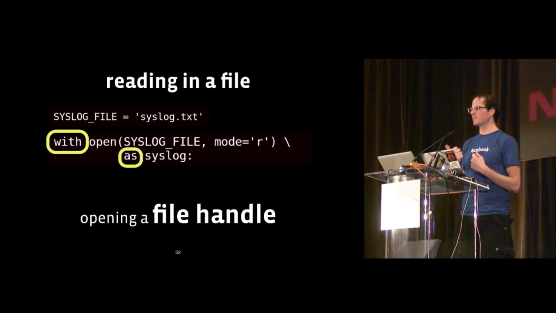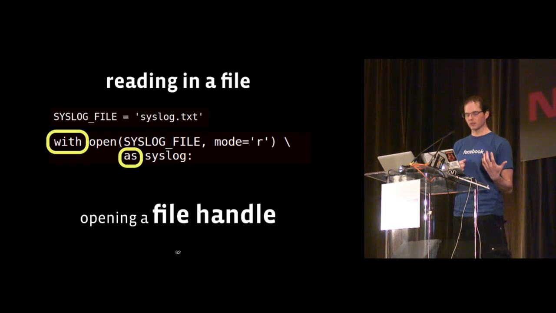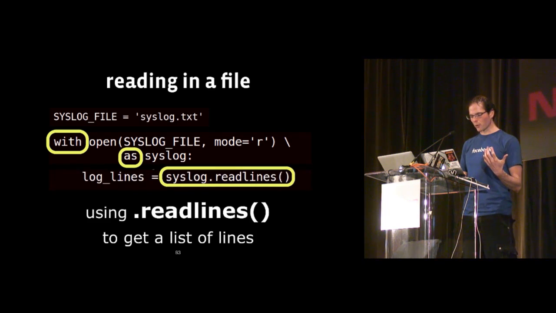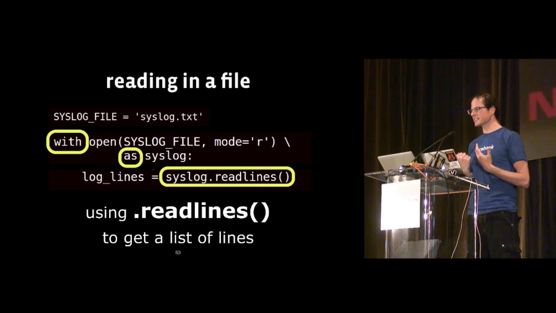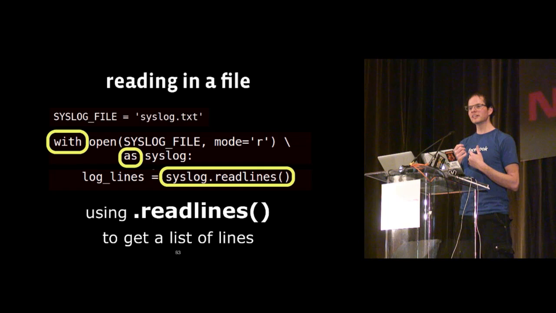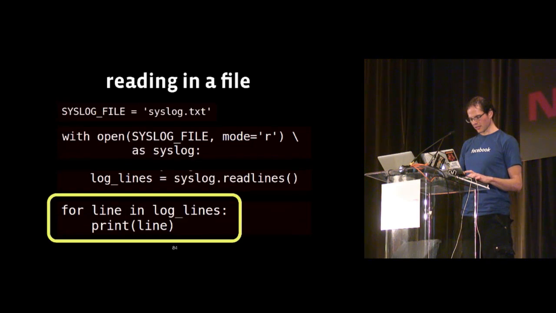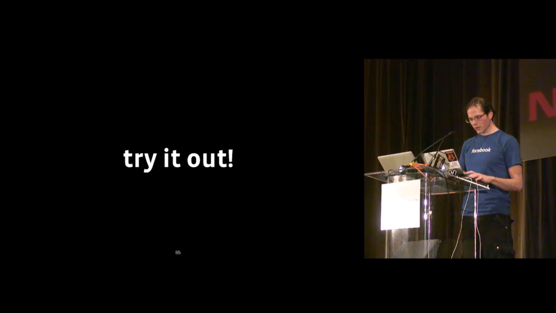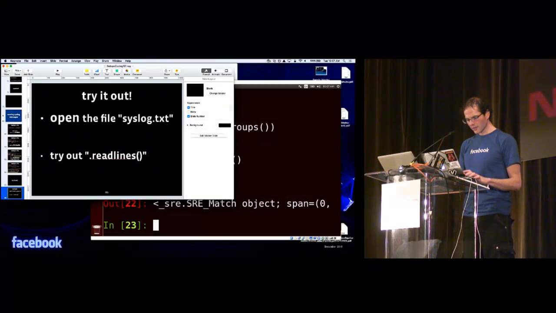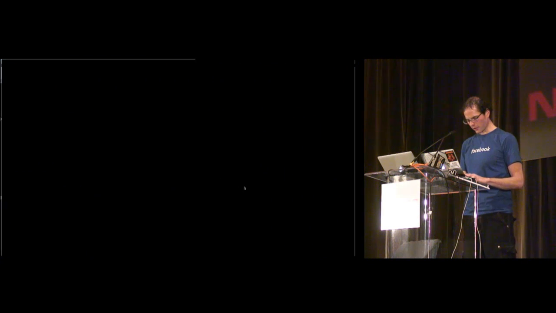We haven't directly read the file yet, so we don't have the data from it. But we have a pointer or a file handle to the file. And that's represented by this variable called syslog. With Python, we have a method called readlines that lets us turn an arbitrary file into a list of lines, like this. And so if we go into our next lab, let's walk through this together, where we're going to open this file and try to parse it.